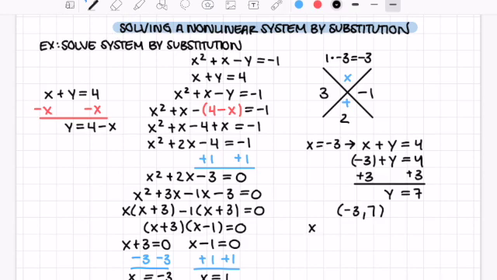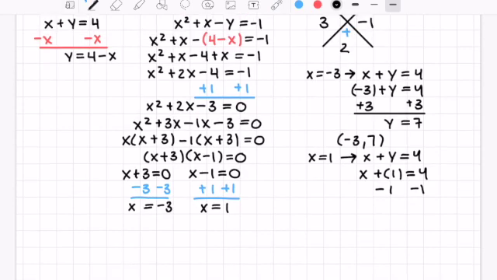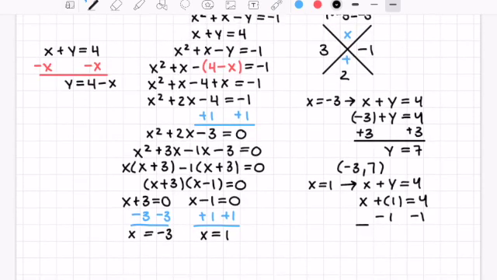The next one we have is x is equal to 1. When I plug it into x plus y equaling 4, I get 1 plus y equals 4. Subtract 1 on both sides. And when I do that, I get y equaling positive 3. So I get the ordered pair 1, 3. So in this case, we got two solutions, which means that's probably one of the images where you have a parabola.